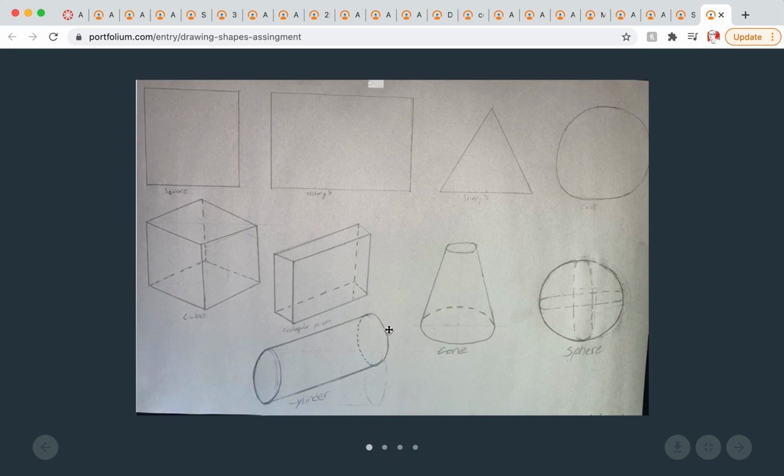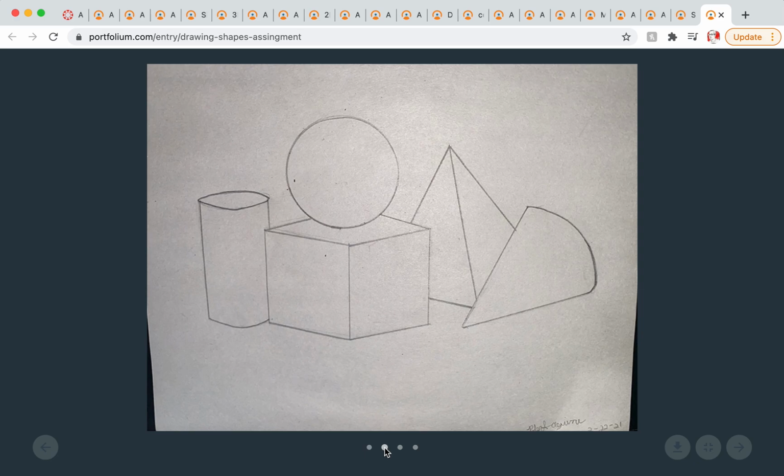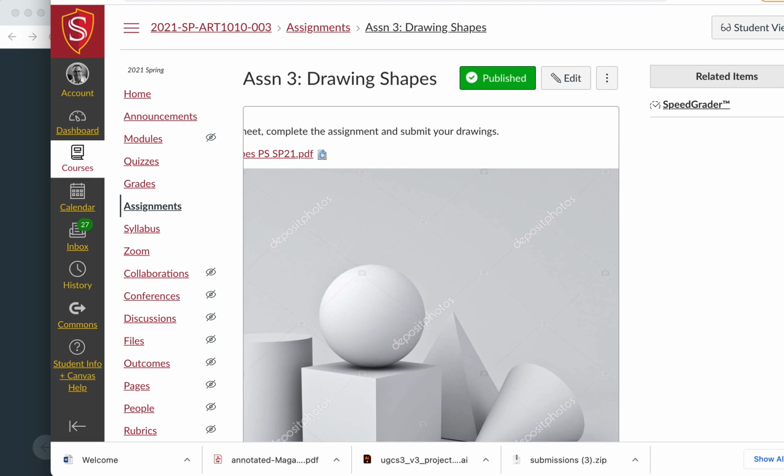But for a cylinder, this circle should equal that circle. Now we're not drawing these in perspective or at eye level. This is more exact, a little more like a drafting type of thing. This looks really good. So this is the drawing that we just talked about here.